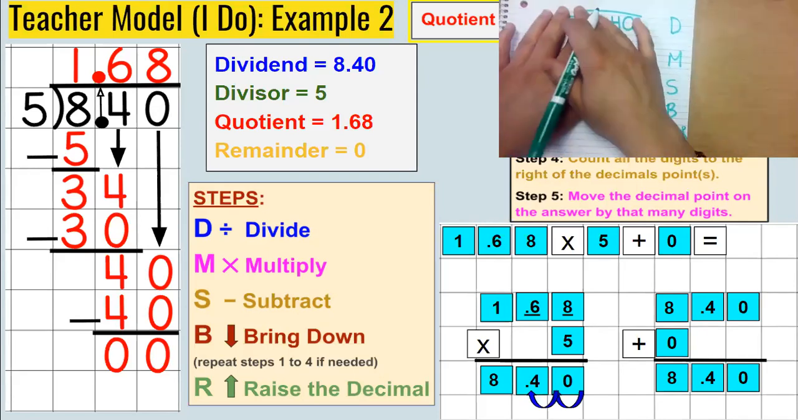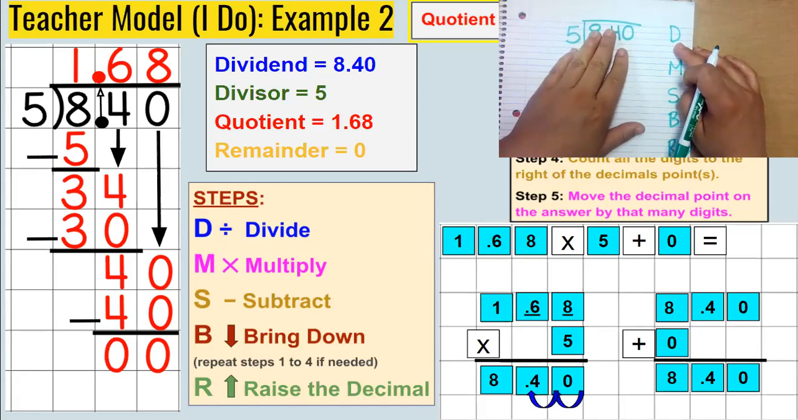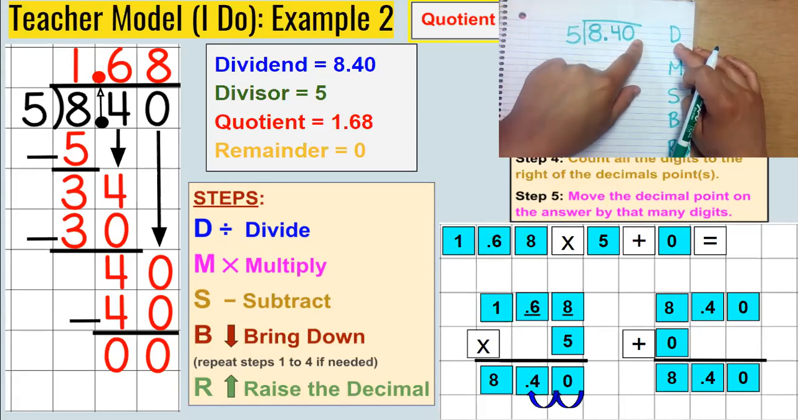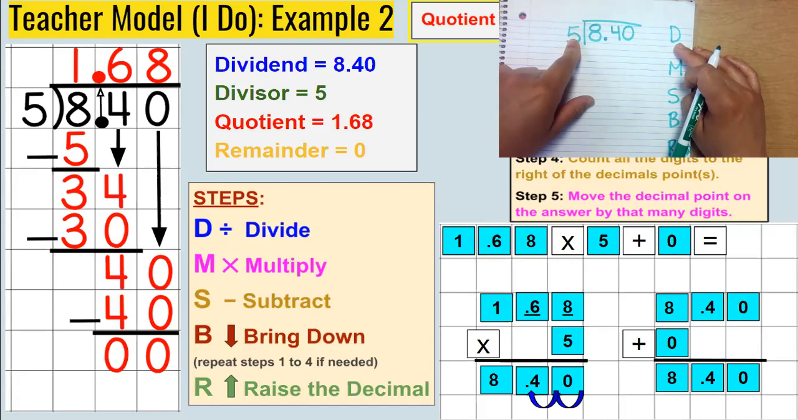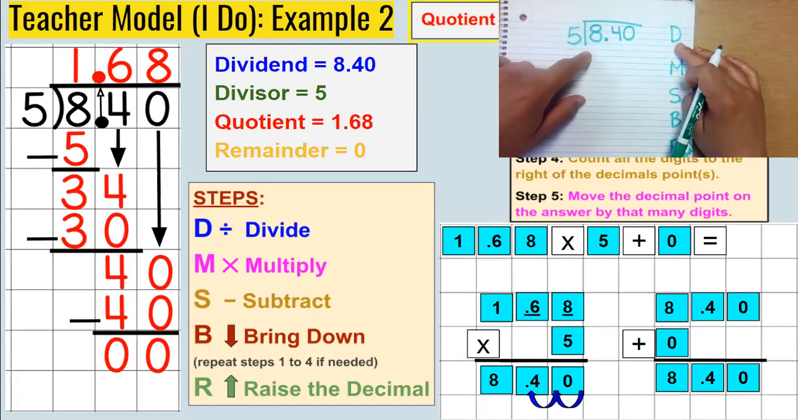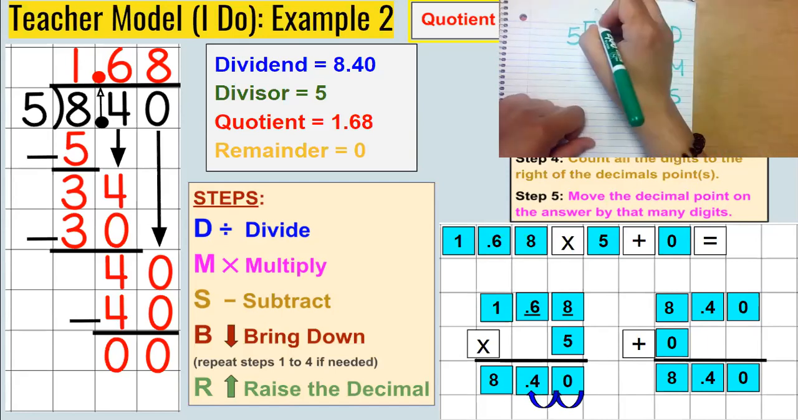Okay, so again, I'm going to ignore that decimal first. I'm just going to divide as if it were 840 divided by 5. But I'm going to make sure that I line up my answers. So 5 goes into 8 how many times? I know that 5 times 2 is 10. That goes over 8. So maybe just 5 times 1.